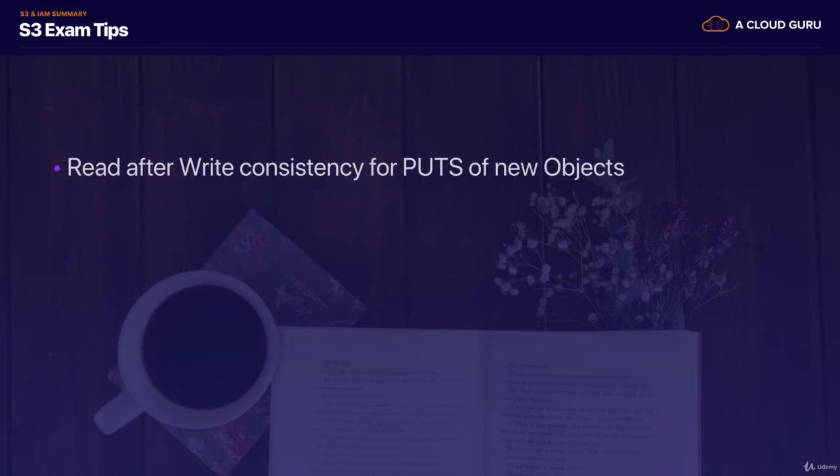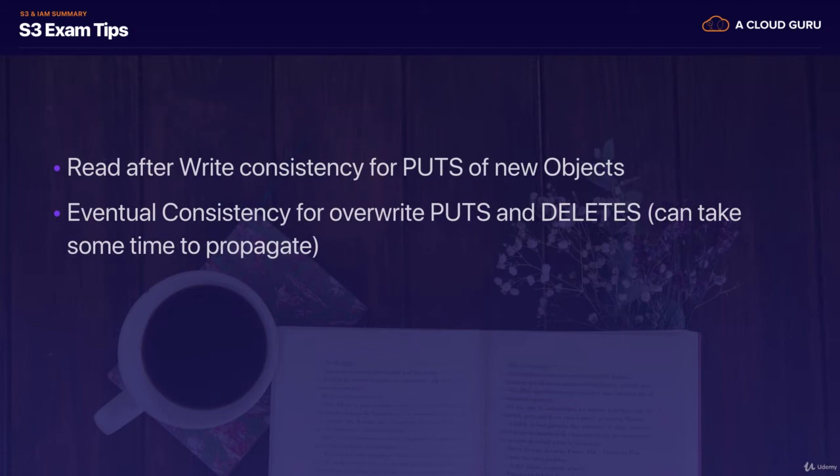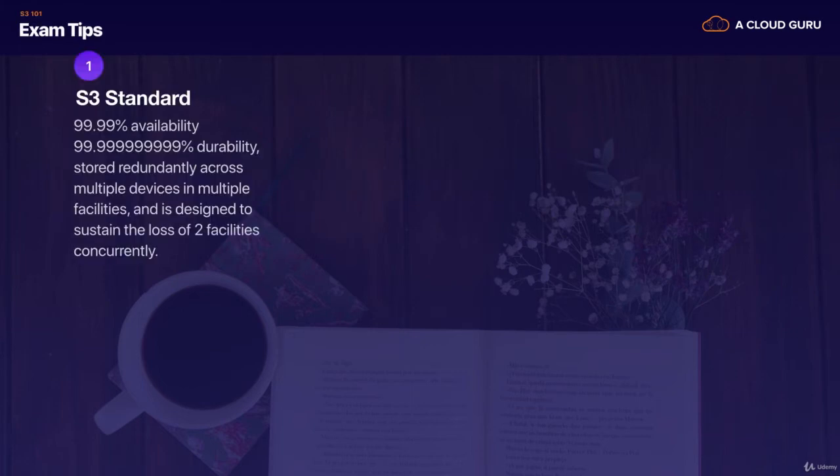Now remember the consistency model going into your exam for S3. So it's read after write consistency of puts of new objects and eventual consistency for overwrite puts and deletes. And this can take some time to propagate. And like I said, what does that mean in everyday language? Well, if you put an object into S3, you're going to be able to read it immediately. If you overwrite an object or delete an object in S3 and you read it instantly after that, you could get the old version or you could get the new version. So sometimes you will get eventually the right version, but sometimes it takes some time to propagate.